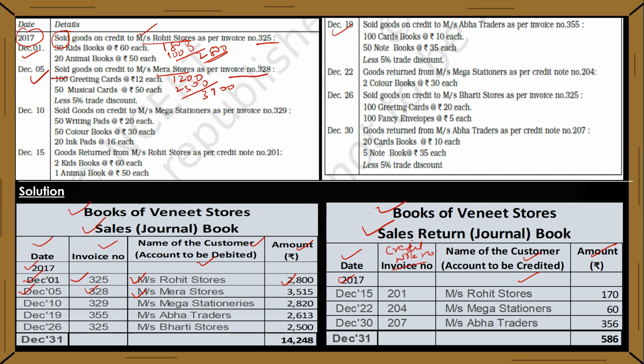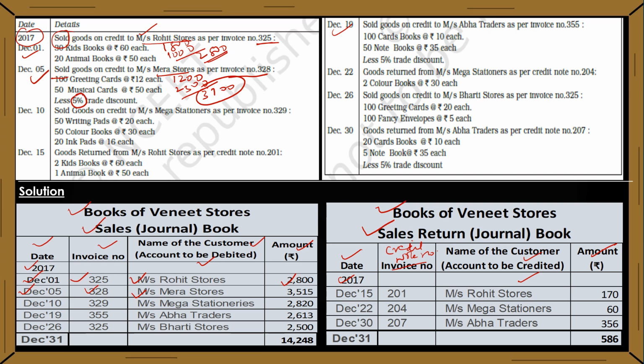So 100 into 12 is 1200. 50 into 50 is 2500. 3700 is the total. See here, less 5% trade discount. When trade discount is given, we have to deduct the trade discount directly from the amount and take only the net amount to the accounts while writing the accounts, because trade discount will be given before raising the bill. It will not affect our accounts. Only the net amount we have to take. Okay, keep it in your mind.